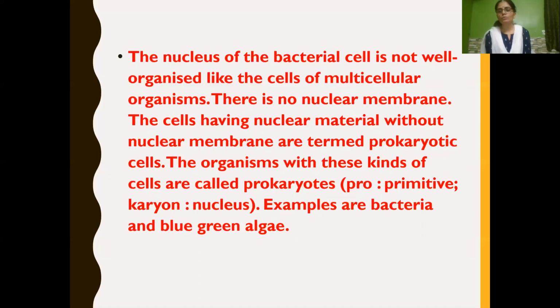The organisms that have these kinds of cells are called prokaryotes. Pro means primitive. Karyon means nucleus. So primitive nucleus, not a well-developed nucleus, that is, without any nuclear membrane. Examples: bacteria and blue-green algae. So what are prokaryotes? The organisms whose cells do not have a nuclear membrane. They have nuclear material without a nuclear membrane and are called prokaryotes, and those cells are called prokaryotic cells. Examples: bacteria and blue-green algae.